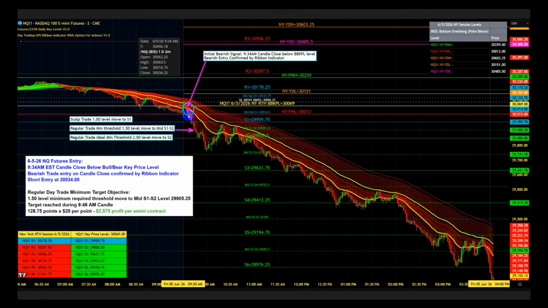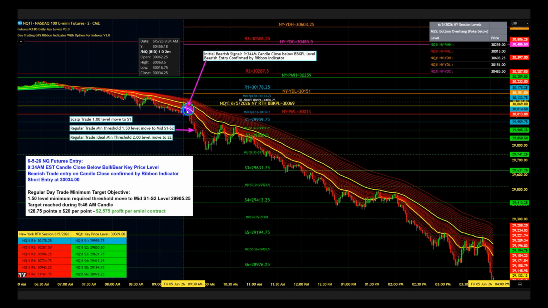One of the most important main key levels generated each day is the bull-bear key price level, also known as the BBKPL. The BBKPL acts as a major decision point during the session. When price closes above it, the market is showing bullish strength. When price closes below it, the market is showing bearish strength.